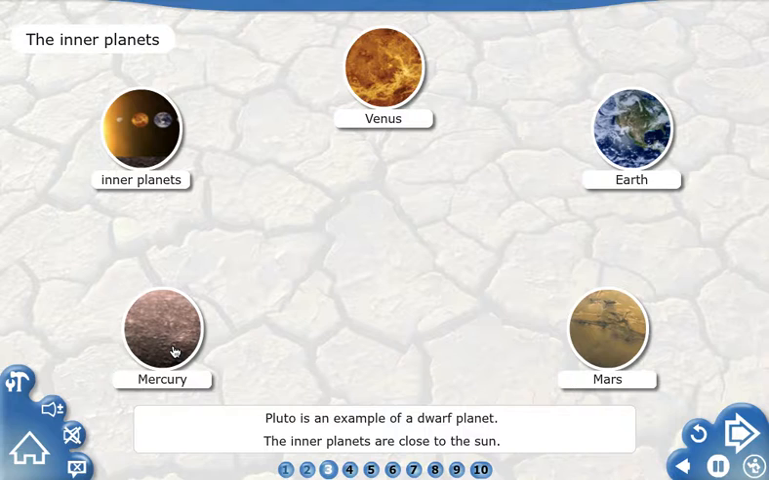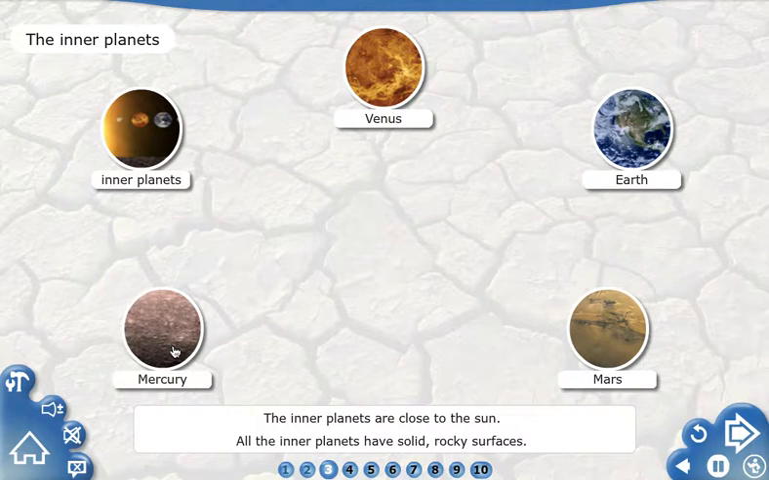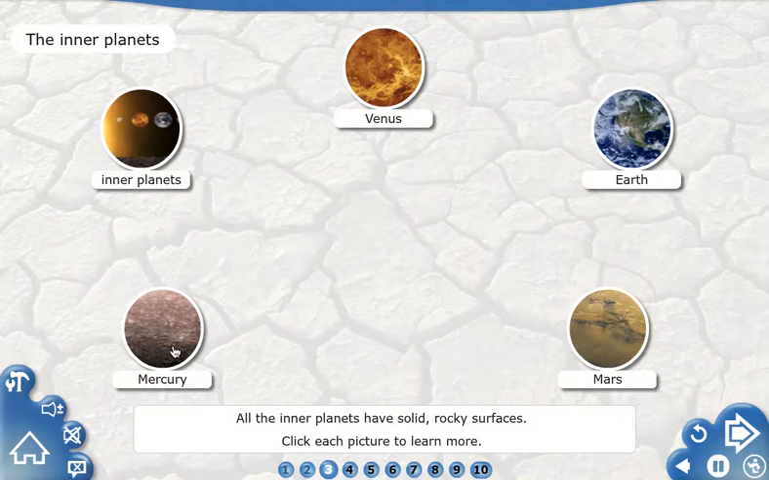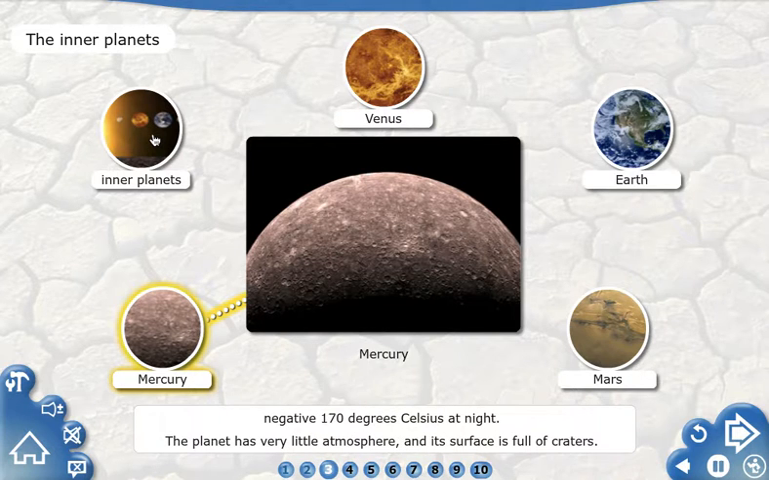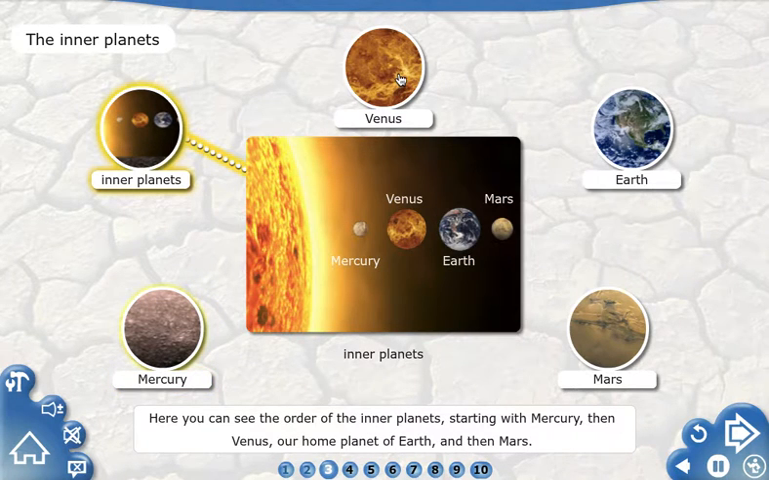The inner planets are close to the sun. All the inner planets have solid rocky surfaces. Click each picture to learn more. Mercury's temperatures range from 450 degrees Celsius during the day to negative 170 degrees Celsius at night. The planet has very little atmosphere and its surface is full of craters. Here you can see the order of the inner planets, starting with Mercury, then Venus, our home planet of Earth, and then Mars.